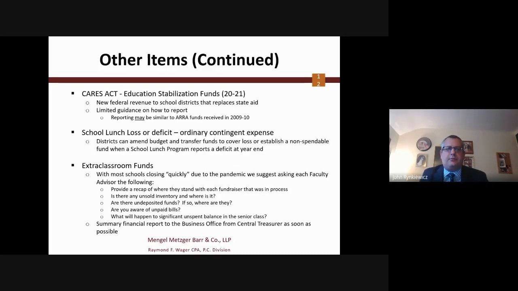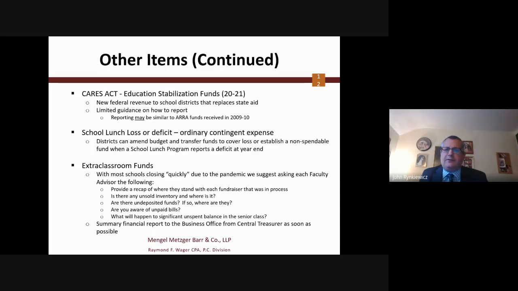So look to track those expenditures separately, and just have good accounting records. There are 12 criteria in the CARES Act on what those funds can be spent on. So we're expecting that there will be some kind of requirement to make sure that those funds are applied against specific expenses.